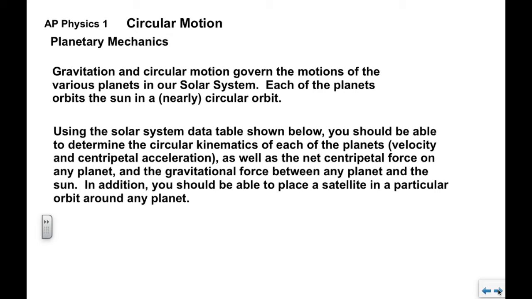Now you're going to see a solar system data table. Using that data table, you should be able to determine any of the circular kinematics quantities for each of the planets, velocity and centripetal acceleration. You should be able to determine the net centripetal force on any planet and the gravitational force between any planet and the Sun. You should also be able to place a satellite in a particular orbit around any planet. So by particular orbit, we mean at a particular altitude.